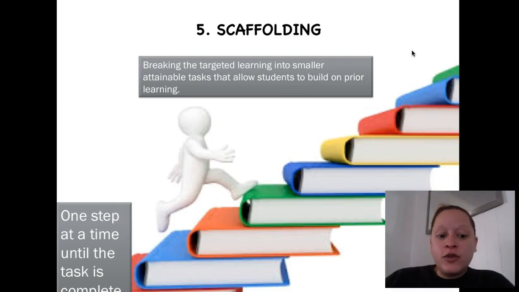And then you have scaffolding. Scaffolding would be breaking the targeted learning into smaller, attainable tasks that allow the students to build on prior learning. It's taking one step at a time until the task is complete. This would be something that a teacher would do, is break it down to help them reach the goal of solving the more complex task.